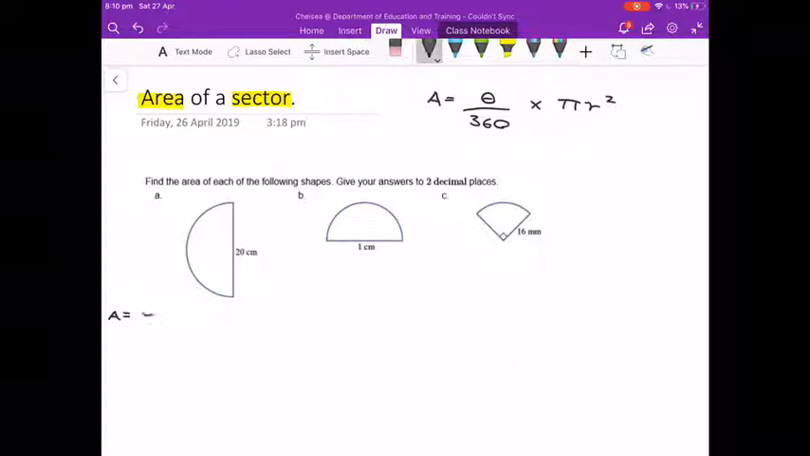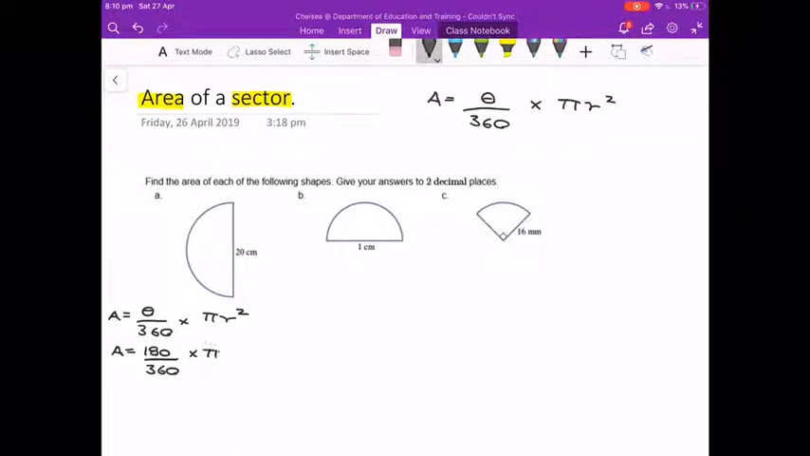The area equals how many degrees over 360 times pi r squared. Now we have 180 degrees because I know that a semicircle is half of a full circle. And the radius is 10 because we have a diameter here and a radius is half of the diameter. I then go through and I simplify. I know by looking at it that I have half of a circle and 10 squared is 100.